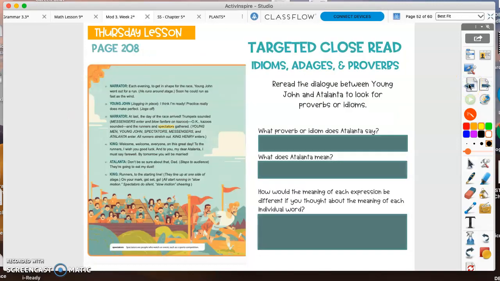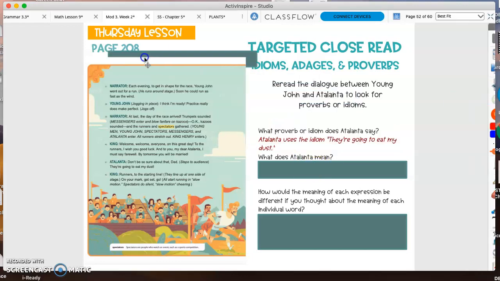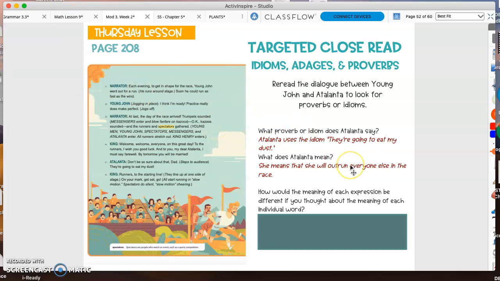Okay, I'm going to do this next one very quick. All right, what proverb or idiom does Atalanta say? So now we are on page 208. Take a second to pause and look for the idiom that Atalanta says. So the idiom that Atalanta says is, they're going to eat my dust. Well, what does this mean? This means that she's going to outrun everyone else in the race. She's going to outrun everybody in the race.